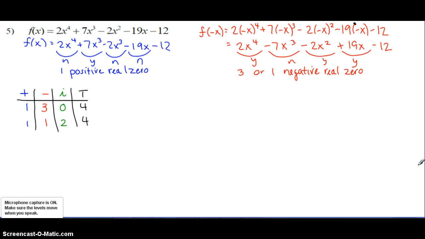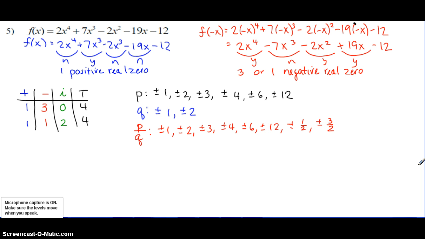Okay, so we've listed the factors of our constant term, the factors of our leading coefficient, and then the ratio between the two. You may wonder why we didn't write the 2 over 2. Well, 2 over 2 is 1, and 4 over 2 is 2, 6 over 2 is 3, and 12 over 2 is 6. So we already had those listed.